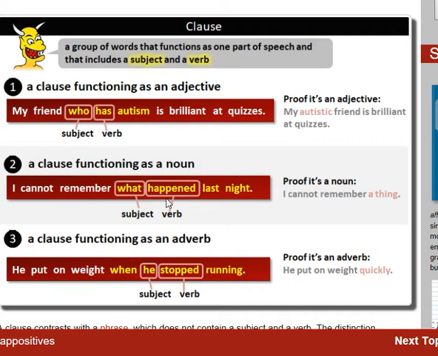He put on weight when he stopped running. So there, stopped, this verb, and then he put on weight quickly. So he put on the weight, that's like making it faster. So it's working. Remember, adverbs function to modify verbs or adjectives. In this case, it's like the manner of how he did this thing. And the adjective, remember, describes the noun or the subject. And a clause functioning as a noun, in this case, is the real subject in this one.